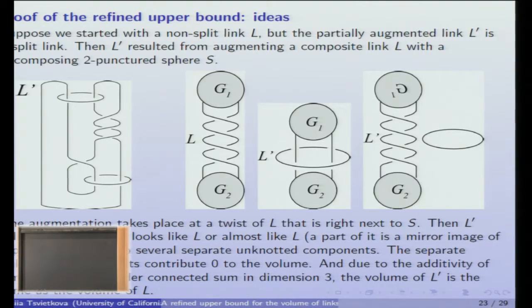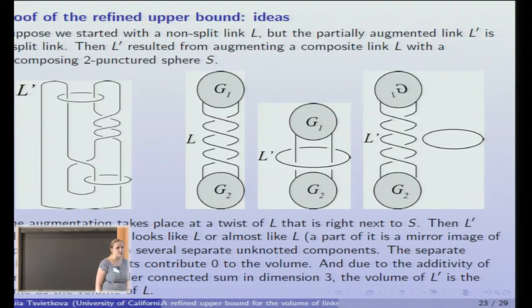And these extra components do not contribute to volume, right? So these are just unknotted components, and you can take care of this as well. Any questions, comments? This is just to illustrate technique. So this is a very classical topology, very straightforward to prove the first claim.